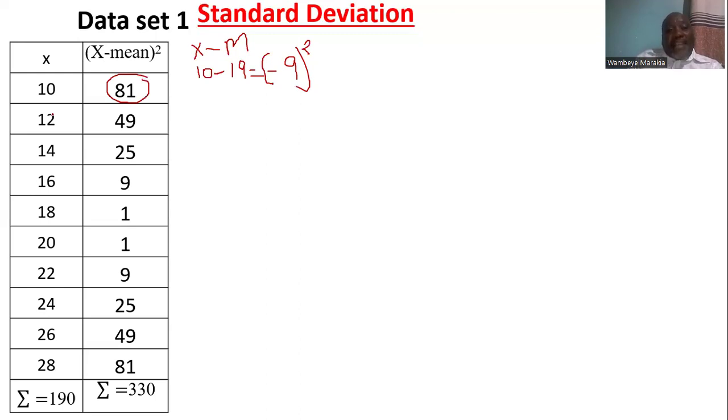Also, the second part is 12 minus 19. You get -7, and then you square -7. You get 49. Also, here we have 14 minus 19. We get -5.